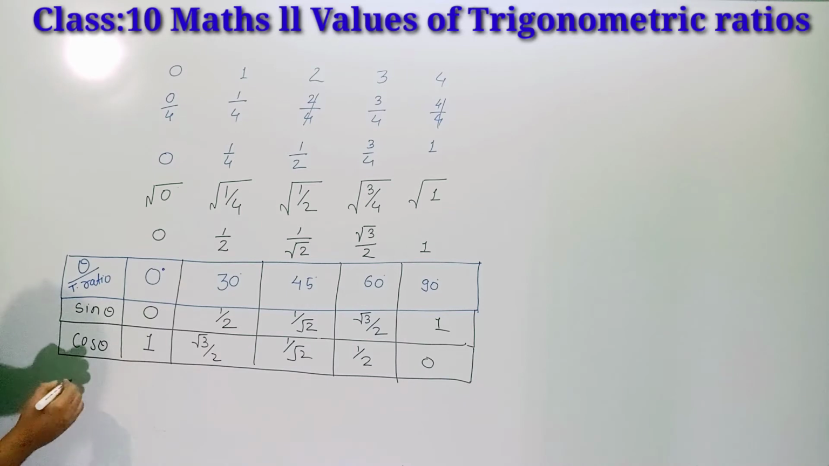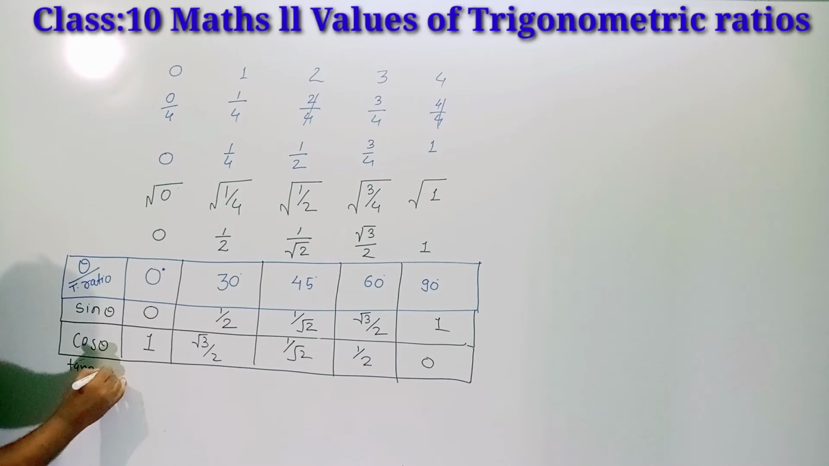Right? Okay. Next is tan theta, and we know that tan theta is equal to sine theta upon cos theta. So tan theta is equal to sine theta divided by cos theta. Right, student?